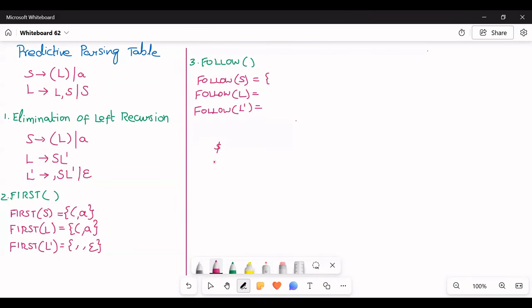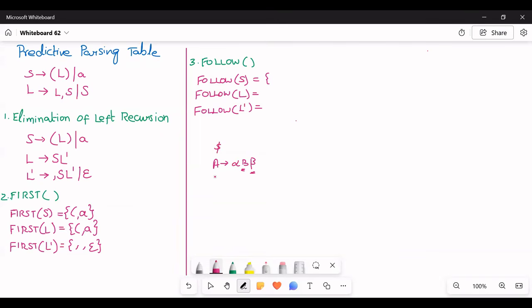The second rule is, suppose we have a production like A tends to alpha B beta, then follow of B means first of beta. Actually, beta is a Greek letter used for representing a string. So beta may contain any number of symbols. So follow of B is first of beta except epsilon. Suppose beta contains epsilon, then follow of B will be follow of A also. So first we have to find follow of B equal to first of beta. We have to add all symbols of first of beta. Suppose it contains epsilon, then we need to find follow of A also.